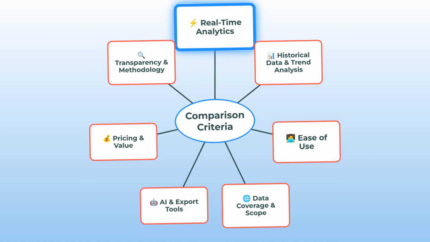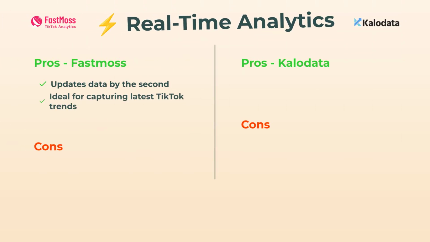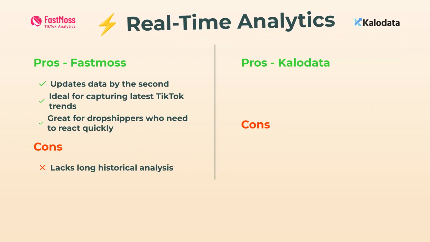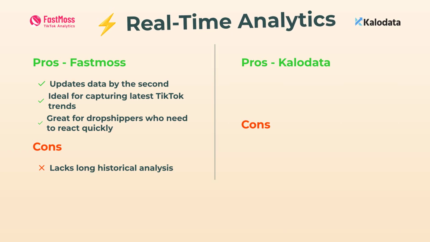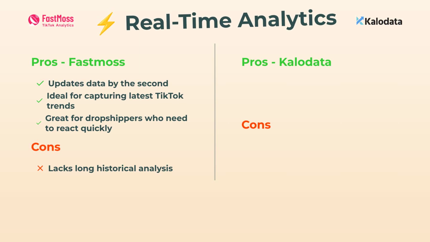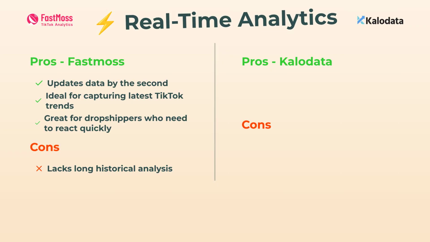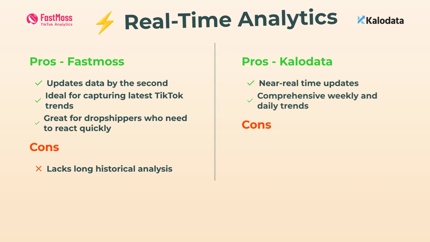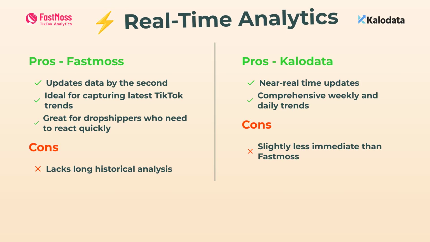Real-time analytics first. So, let's kick off with FastMoss and its real-time analytics. And, wow, this thing is built for action. Updates roll in by the second. It's wild. If your job basically depends on catching the latest TikTok trends before anyone else, FastMoss is, honestly, your new bestie. Dropshippers and trend hunters, I see you. Only catch is, it's not built for looking way back into the past, so if you're planning out your content calendar for Christmas in July, maybe not ideal.